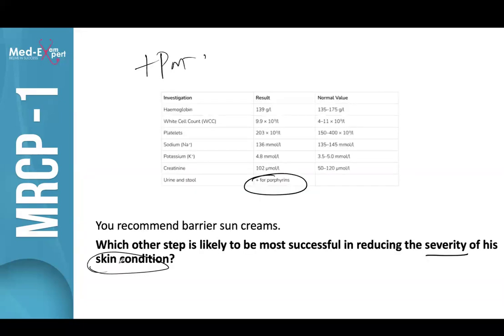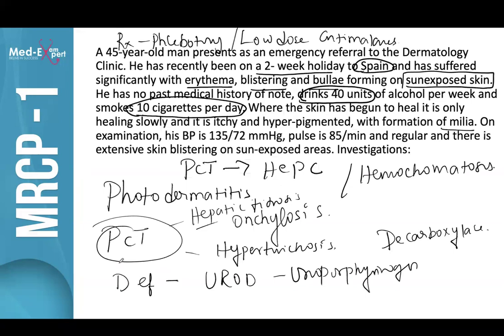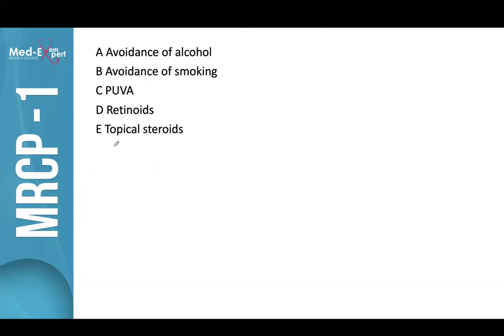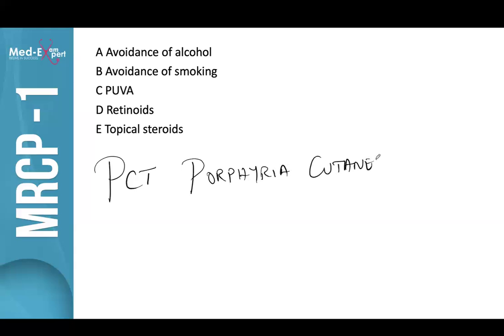Some doctor is asking PCT full form. PCT is porphyria cutanea tarda. Okay, you want me to write here? This is PCT, which means porphyria cutanea tarda. Also, in nephrology, PCT means proximal convoluted tubule.